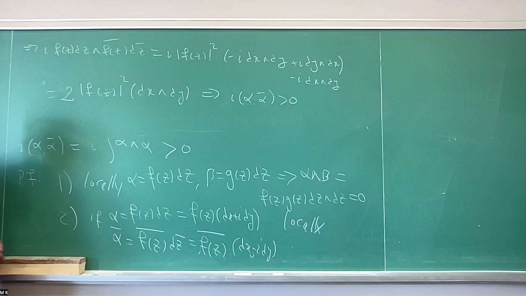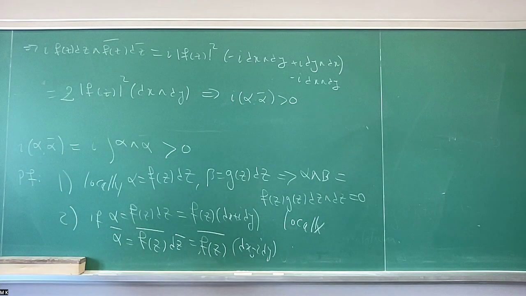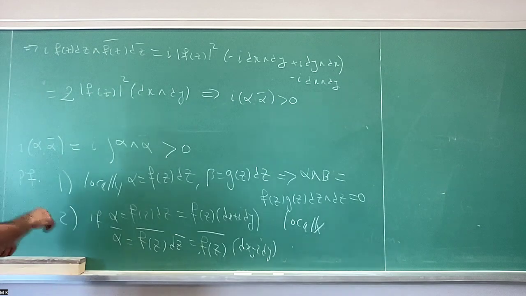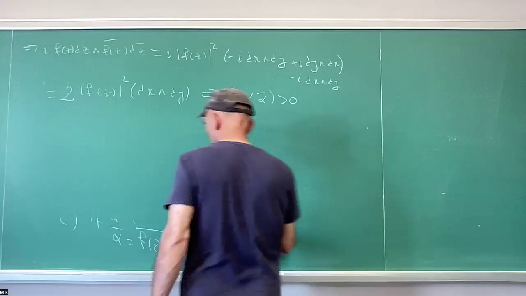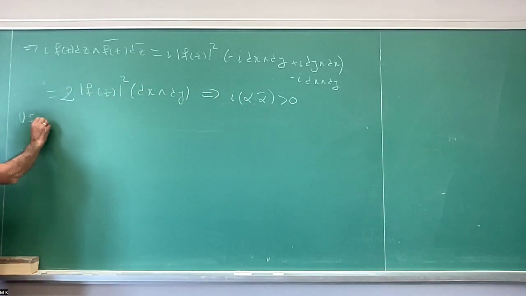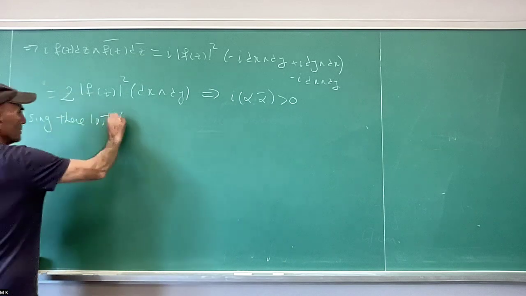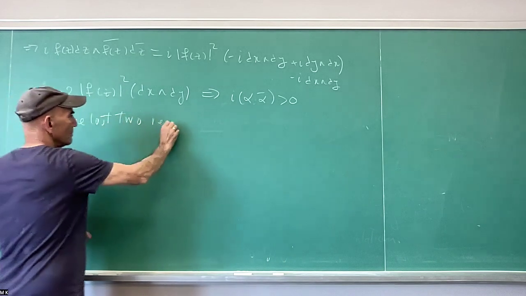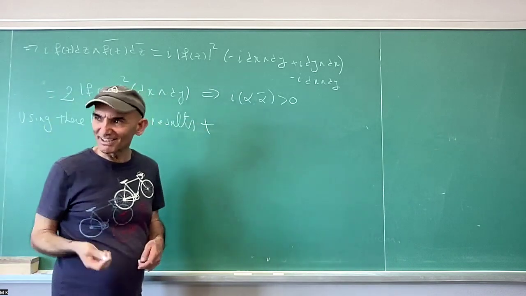We can use these two things to prove what are called the Riemann bilinear relations, which will be the last thing I will do. I won't prove it, but it follows from this. So we need everything now, using these last two results, plus the existence of a symplectic basis.